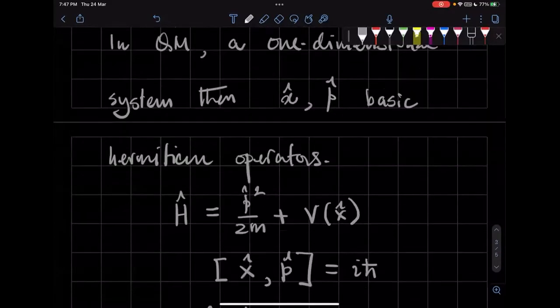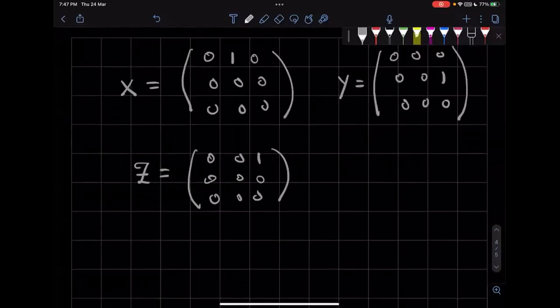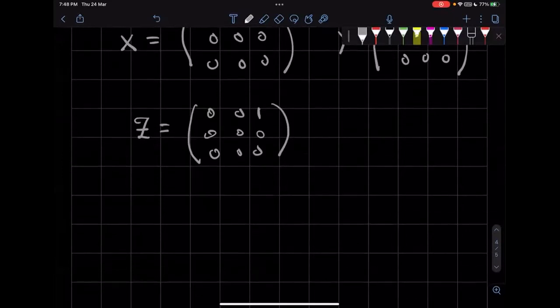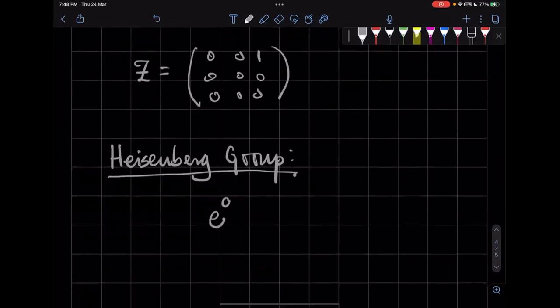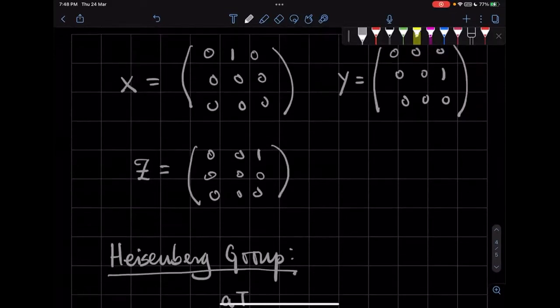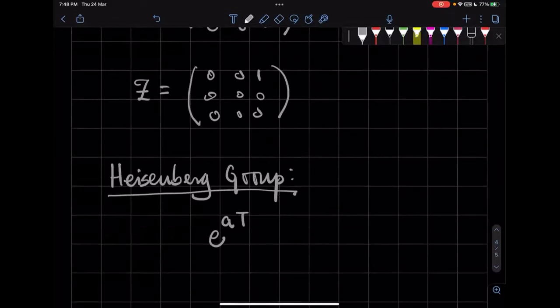Okay, so coming back to the Heisenberg algebra, what is a typical element of the Heisenberg group? Elements of the Heisenberg group are generated in the usual way, where T is one of these generators or a linear combination, and A is a real number.